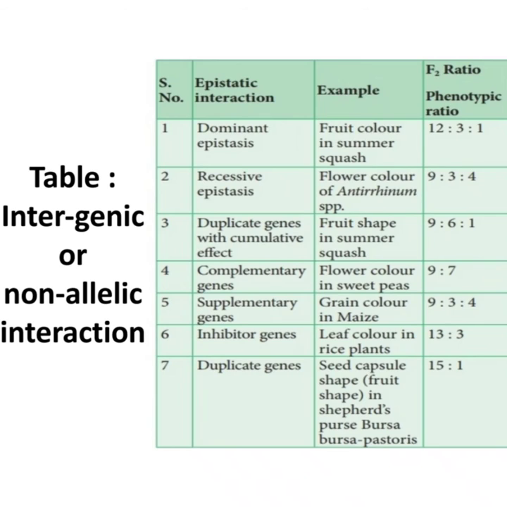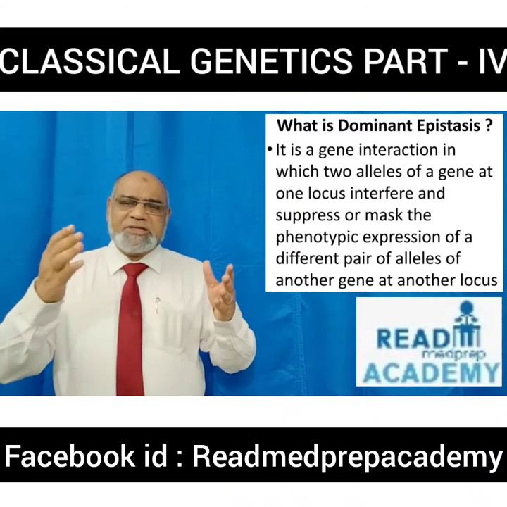Number seven is the duplicate genes. The example studied was the seed capsule shape or the fruit shape in shepherd's purse, called Capsella bursa-pastoris. The F2 ratio of the phenotype is 15:1. Now let us see one by one.